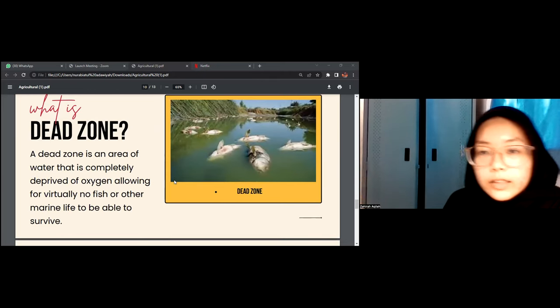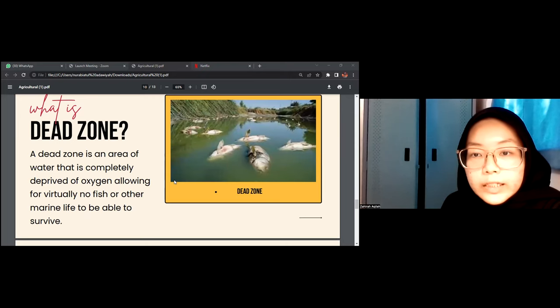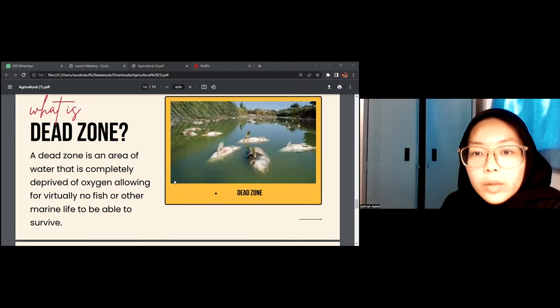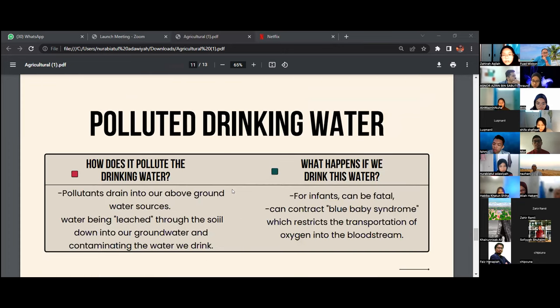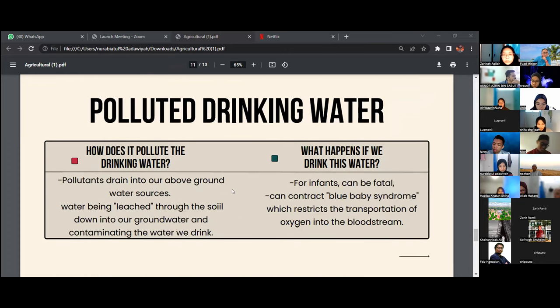A dead zone is an area of water that is completely deprived of oxygen, allowing virtually no fish or other marine life to survive. How does it pollute the drinking water? The obvious answer is that pollutants drain into our above-ground water sources. However, another problem is water being leached through the soil down into our groundwater and contaminating the water we drink.